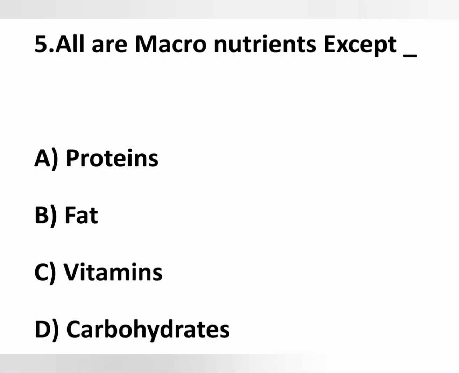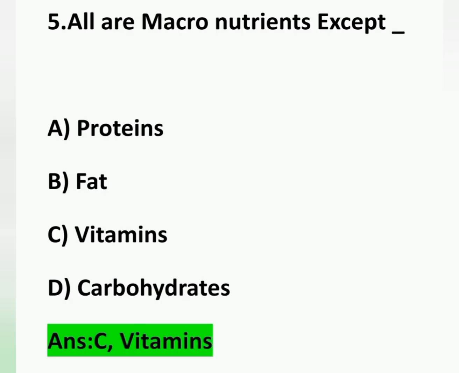The next question, all are macronutrients except. Options are: option A protein, option B fat, option C vitamins, option D carbohydrate. Correct answer is option C vitamins. The remaining, carbohydrate, protein and fat, are macronutrients. Vitamins and minerals are micronutrients.